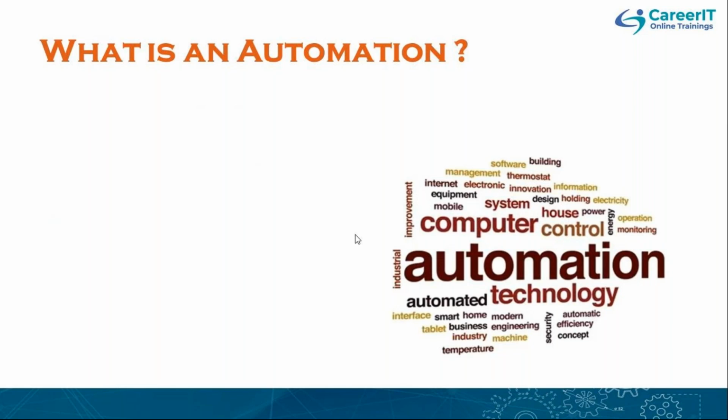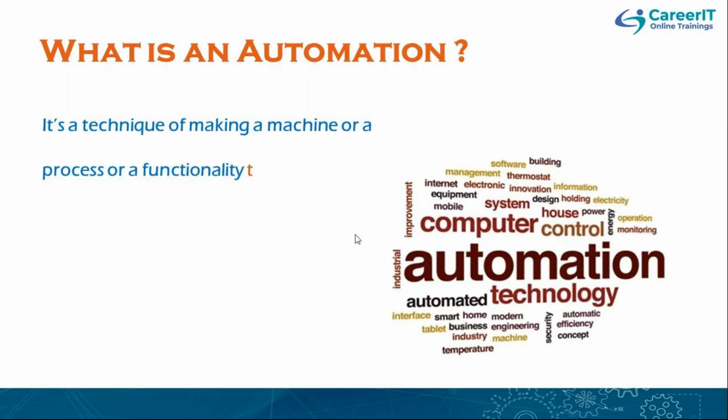Okay, so let's try to understand first what automation is. Let me put it in very simple words, guys. Automation is nothing but a simple technique of making a machine or a process or a functionality of an application work on its own, or work automatically with little manual intervention.